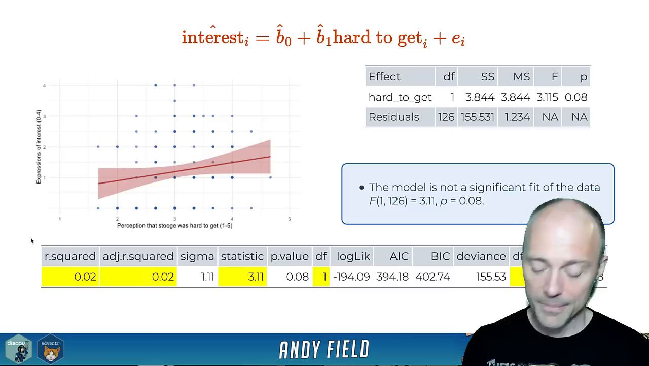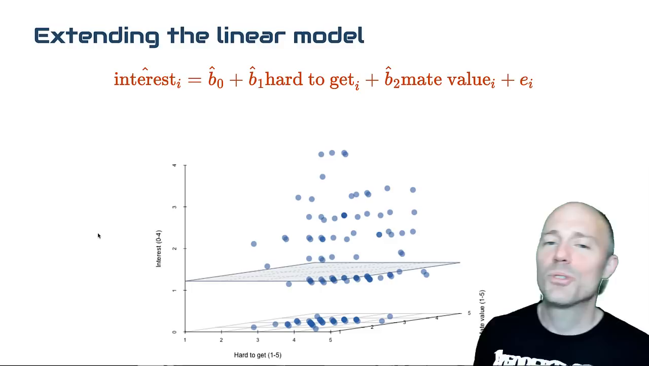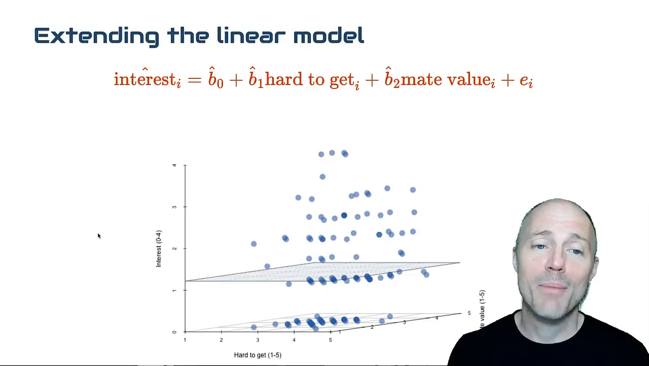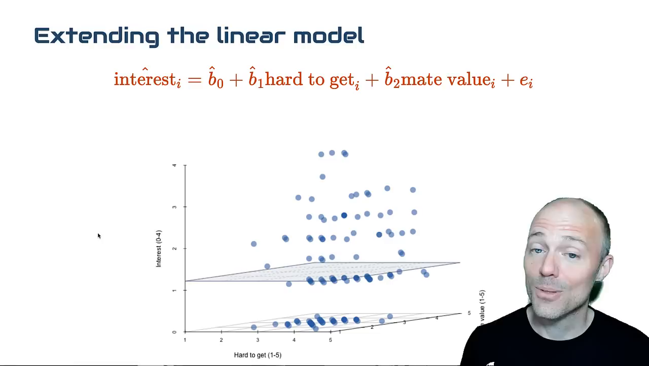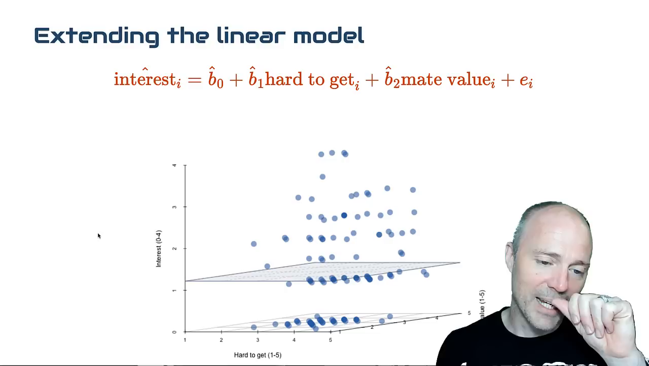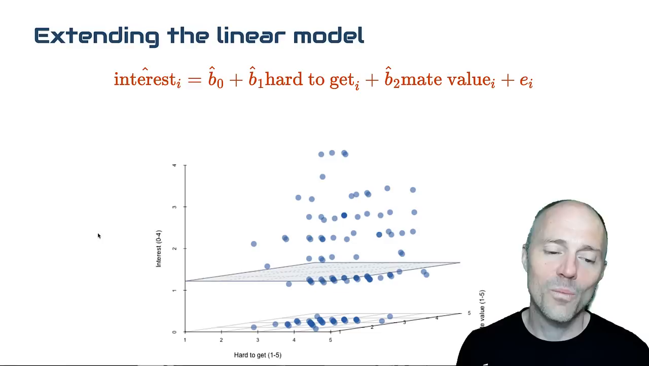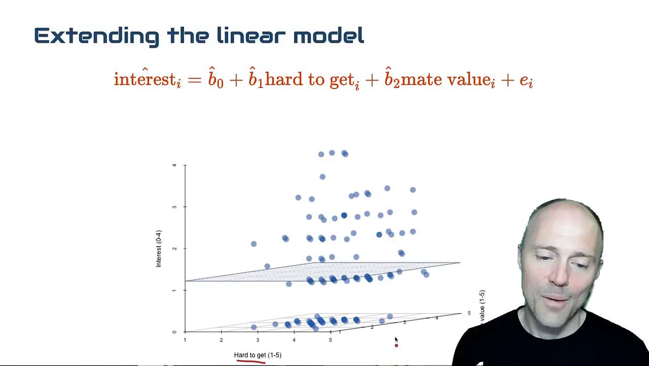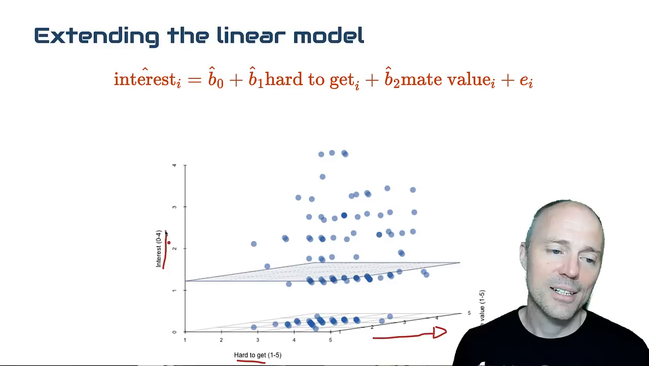Okay, we can also extend the linear model to add extra predictors. So in this example that we've just been looking at, predicting expressions of romantic interest, we had hard to get as a predictor. We could now add in mate value to see whether extending the model improves our ability to predict expressions of romantic interest. So this is just showing you what the raw data would look like. We've got hard to get on one of the axes, we've got mate value along this axis here, and our outcome is still expressions of romantic interest.